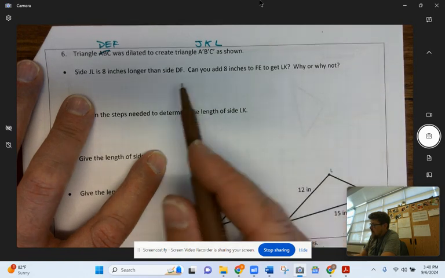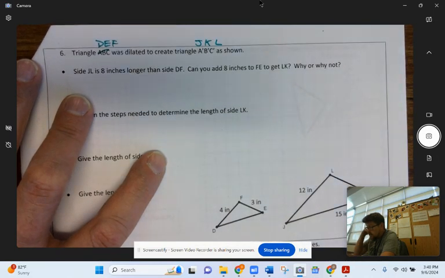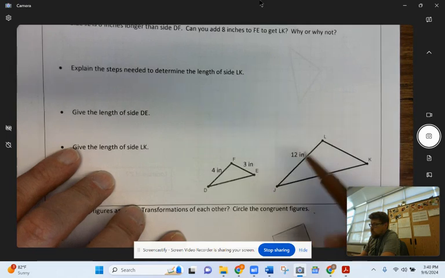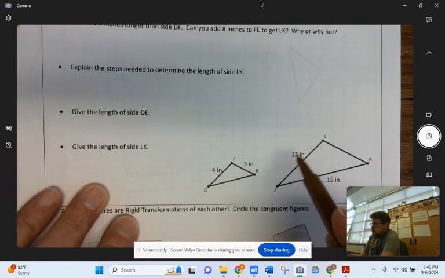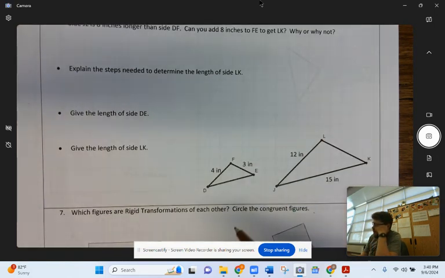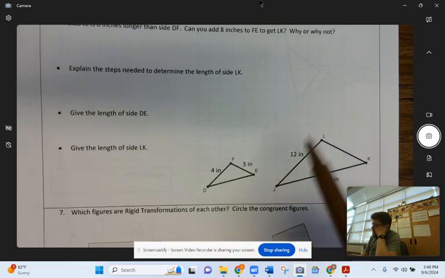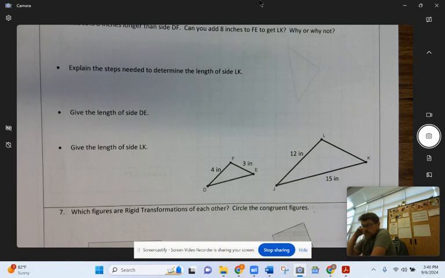So can we add 8 inches to FE, which is this one right here, to get to LK, and why or why not, okay? So this is a dilation, right? We talked about this briefly earlier. This is one of our non-rigid transformations. The idea here with a dilation is that the shape will be the same, but the size will be different, and more accurately, it means that the sides will be in proportion to each other, right?